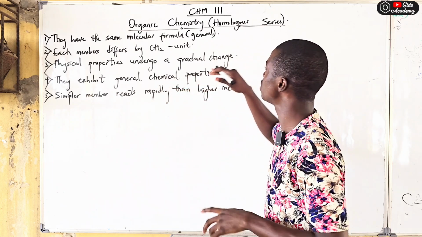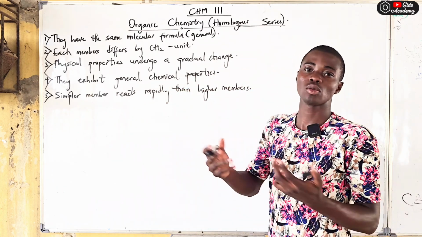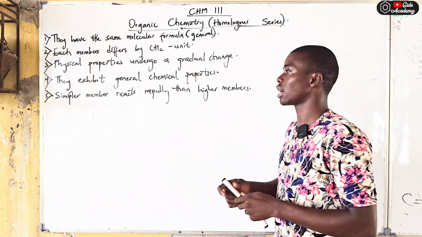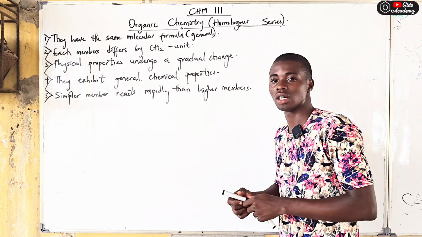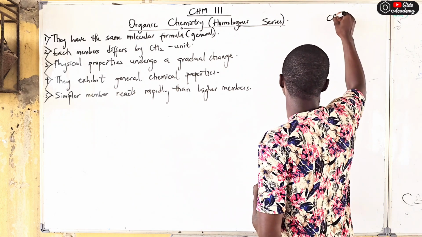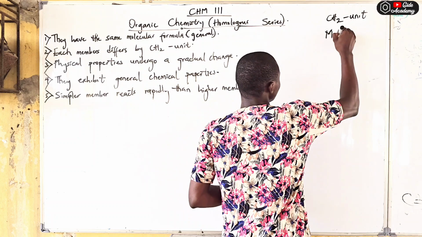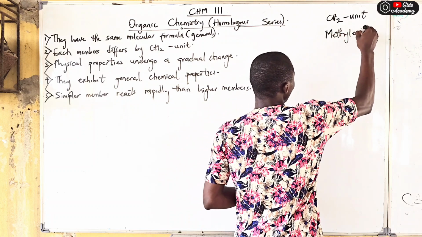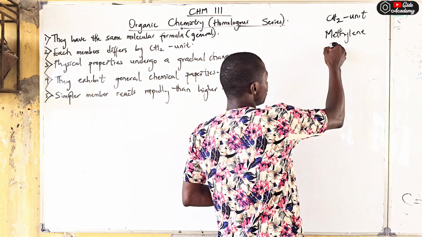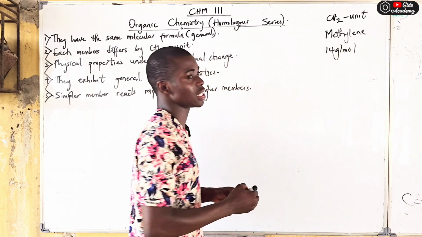And in this very video, we'll be dealing with homologous series of organic compounds. So, what is homologous series? Homologous series are classes or families of organic compounds whose successive members differ by a CH2 unit, by a methylene group, or by an RMM of 14 grams per mole. These three things actually mean the same thing.